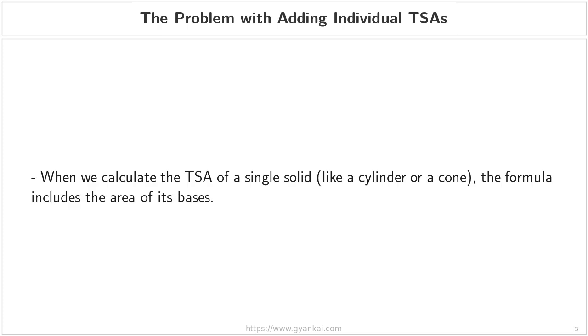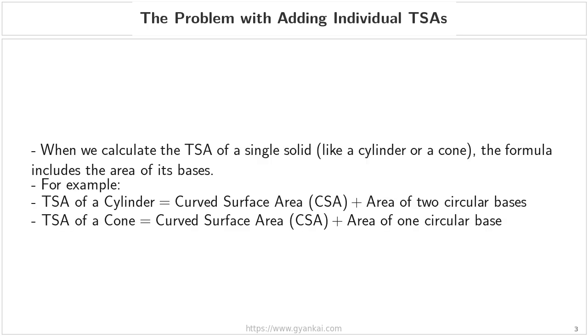The problem with adding individual TSAs. Now, let's look at why the mistake I mentioned earlier actually happens. When we calculate the total surface area, or TSA, of a single, standalone solid, like a cylinder or a cone, our formula must account for every single exterior part, which includes the area of its bases. For instance, let's look at a cylinder. The formula for the TSA of a cylinder is the curved surface area, or CSA, plus the area of its two circular bases. Similarly, if we look at a cone, the TSA of a cone is the curved surface area plus the area of its one circular base.